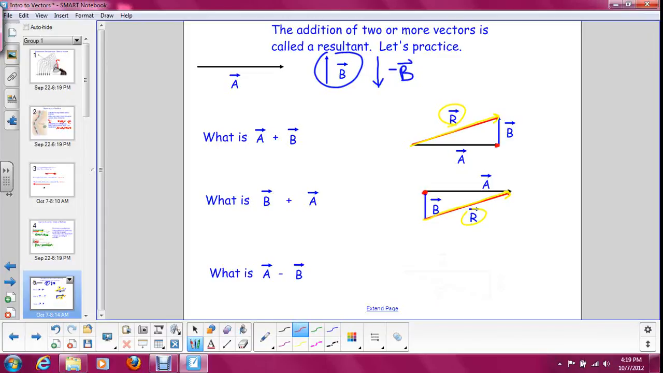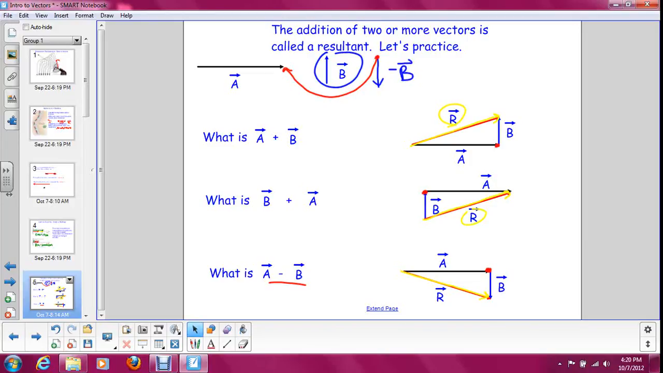So now, in order to add A plus negative B, which is the same as A minus B, we have to take the tail of B and add it to the tip of A. So we have the tail of negative B here, and we've added it to the tip of A, and our resultant vector goes from the tail of A to the tip of B, the tail of what we start with to the tip of what we end with.